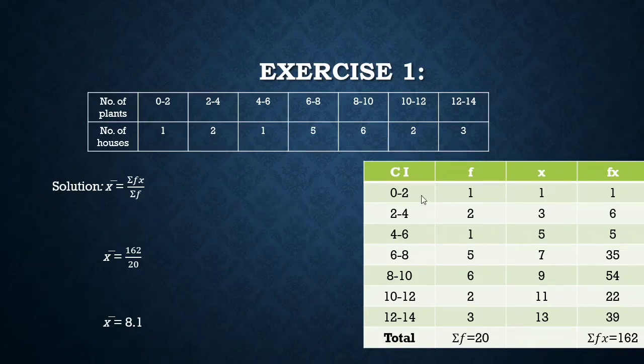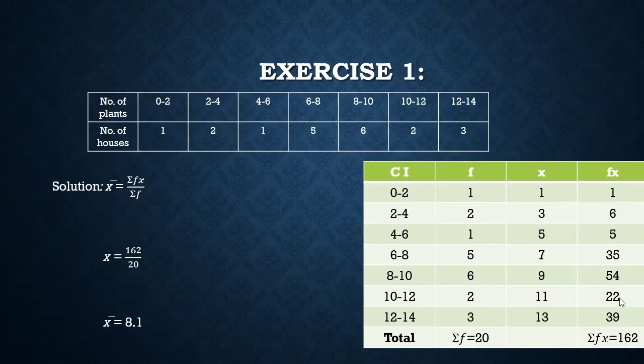And we have our class mark x. We know how to calculate it. Add the lower and upper limits and divide by 2. 0 plus 2, 2, divided by 2, we get 1. 2 plus 4, 6, 6 by 2, 3. And so on. We have calculated all the class marks. Now finding the product, f into x. 1 into 1, 1. 2 3s are 6. 1 5 is 5. 5 7s are 35. 6 9s are 54. 2 11s are 22. And 3 13s are 39.